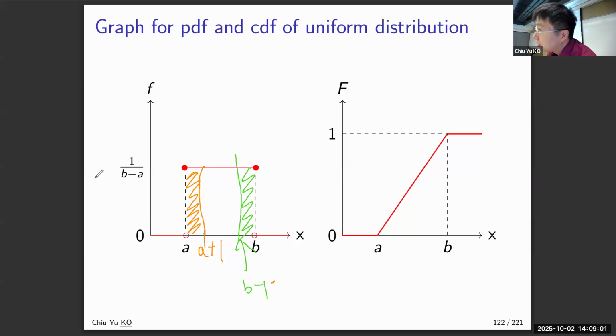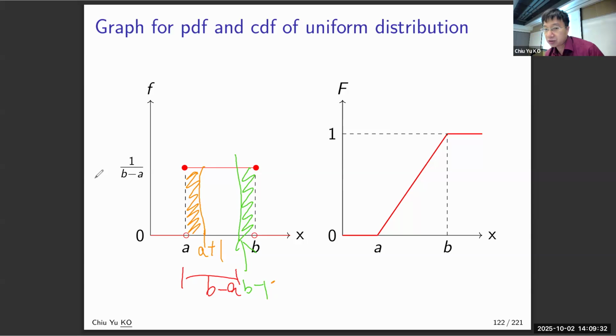So for a rectangle, area is base times height. And base times height is 1. And the base is b minus a. Okay, and height is unknown, right? Base times height is 1. How can b minus a times something be 1? That something must be 1 over b minus a, right? Otherwise, it can't be 1.